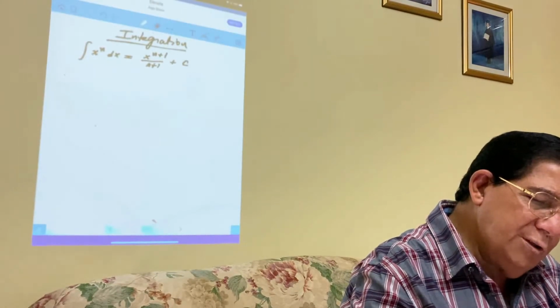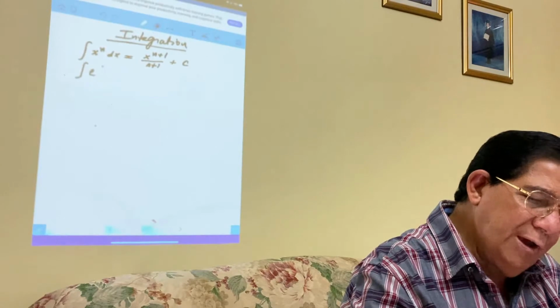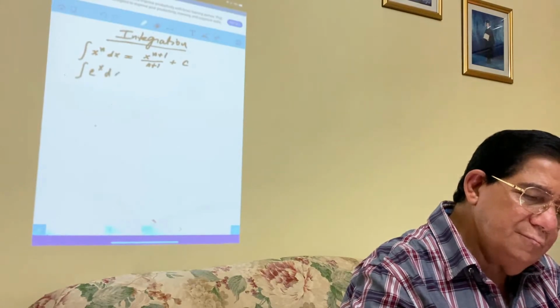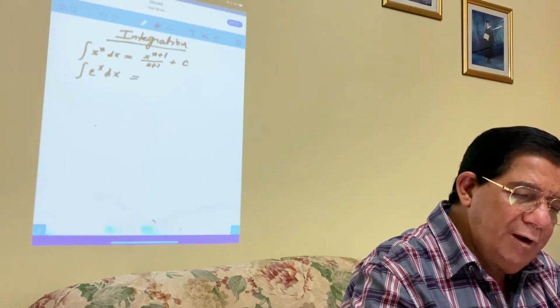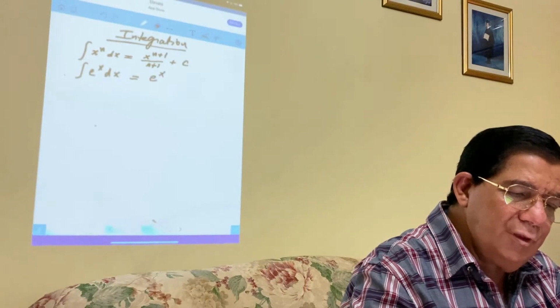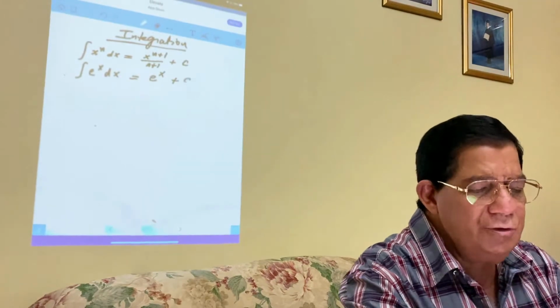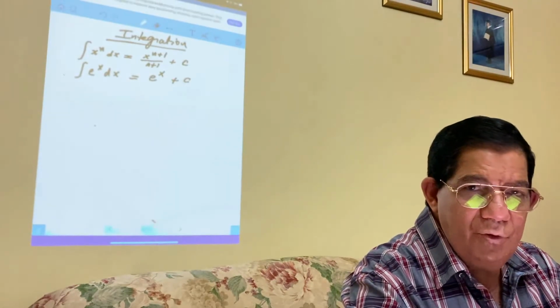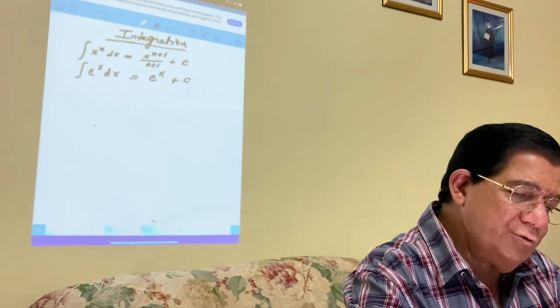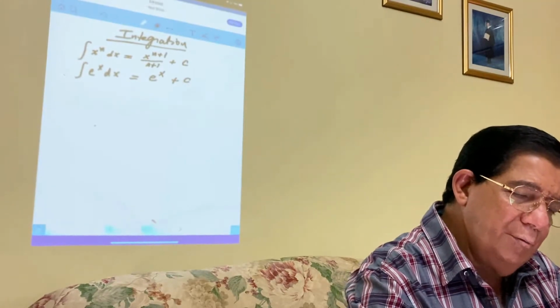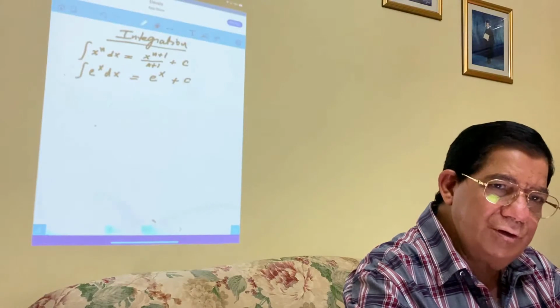What is the integration of e power x dx? It is e power x, anti-differentiation. Because the differentiation of e power x is e power x, even the integration of e power x is e power x.